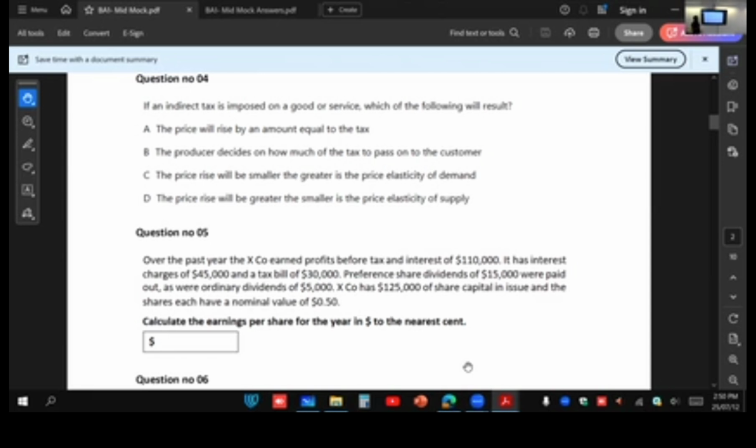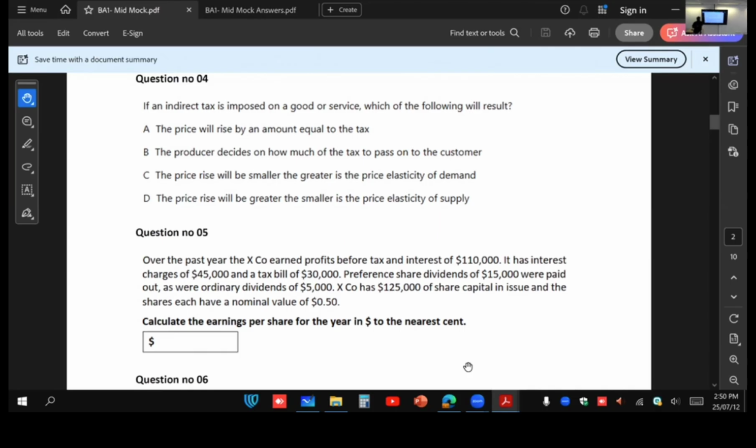The price will rise by the amount equal to the tax. The producer decides on how much of the tax to pass on to the customer. The price rise will be smaller, the greater is the price elasticity of demand. Price rise will be greater. What's the answer you suggest?